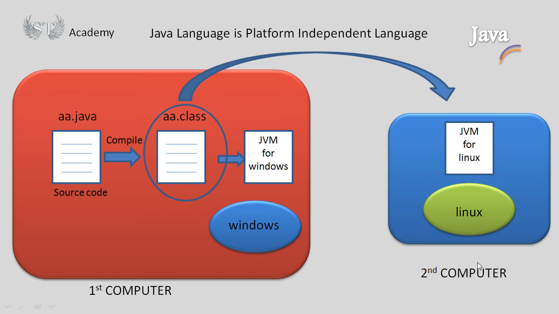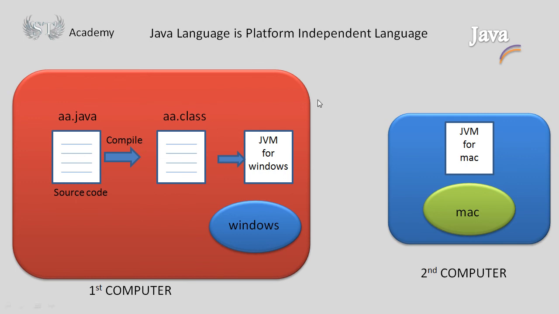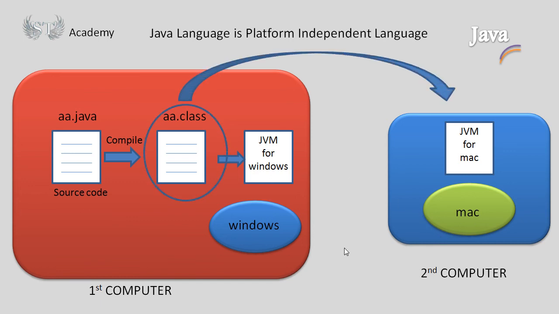So this is the architecture. In the same way, if I want to run this application on a machine which has the Mac operating system, how will it work? I need the Java Virtual Machine for Mac on this computer. It is going to translate or convert the bytecode, or intermediate code, into native code. Once it is converted into native code, that native code will be compatible with the operating system of the second computer. So if the operating system is Mac, I require JVM for Mac. Compatibility will take place and I will get the result.